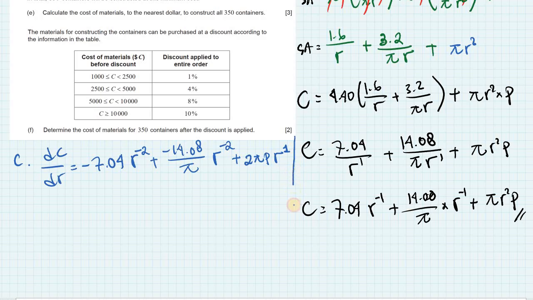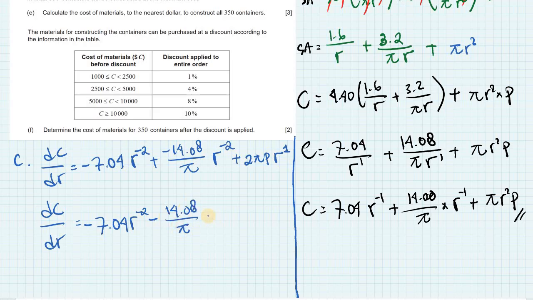Okay, I'll make a little line here to separate between questions. So dc over dr is equal to, actually this one is correct already, but I would like to make this a little bit better. So we have negative 7.04 r to the power of negative 2 minus 14.08 divided by pi r to the power of negative 2 plus 2 pi p r. Okay, there you go. That's question C.